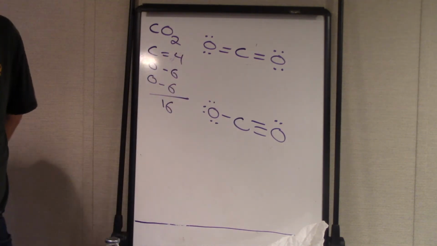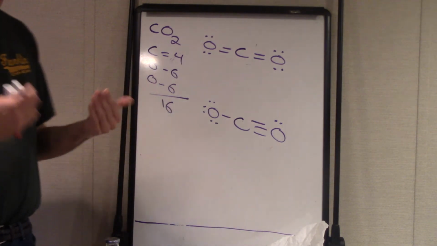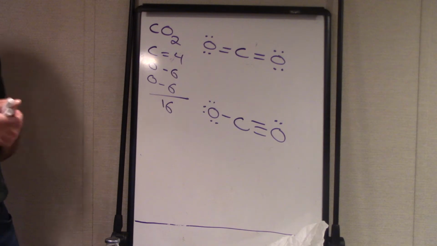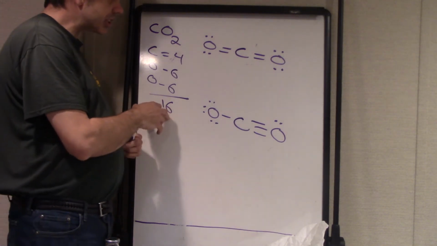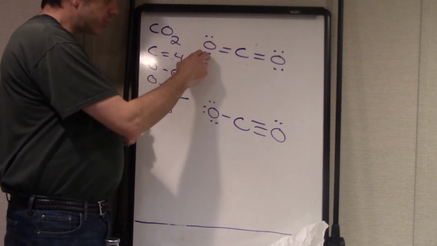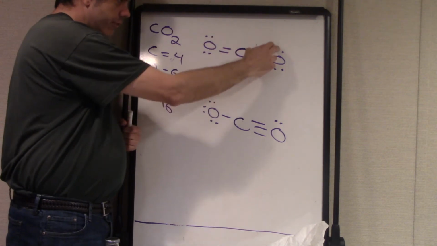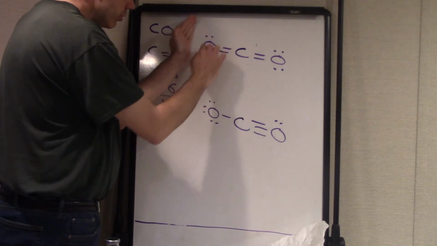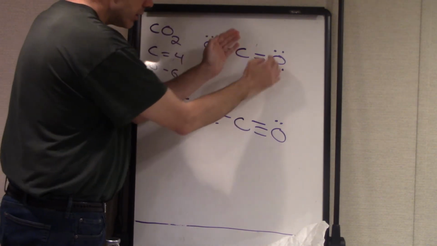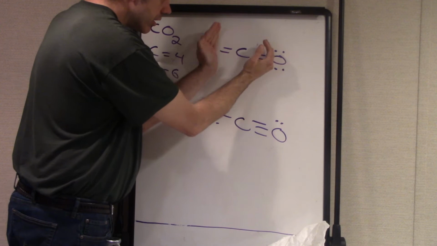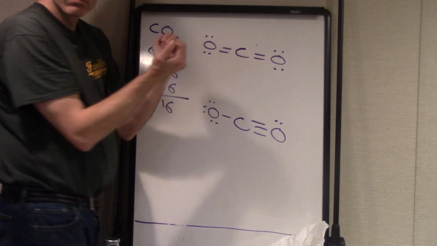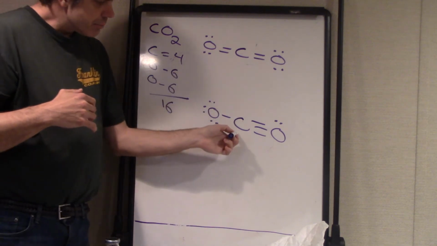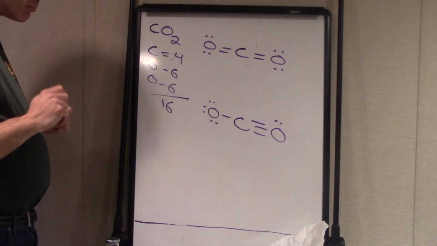The first thing we're going to do is look at these two structures without thinking about formal charge at all. Just making sure we have the correct total number of electrons and that we're following the octet rule. 16 electrons. 2, 4, 6, 8, 10, 12, 14, 16. That's good. Octet rule. 2, 4, 6, 8. Good. 2, 4, 6, 8. Good. 2, 4, 6, 8. Good. Following the octet rule, I have the correct number. That looks good.